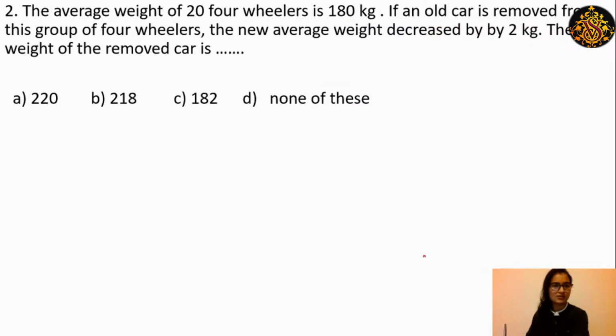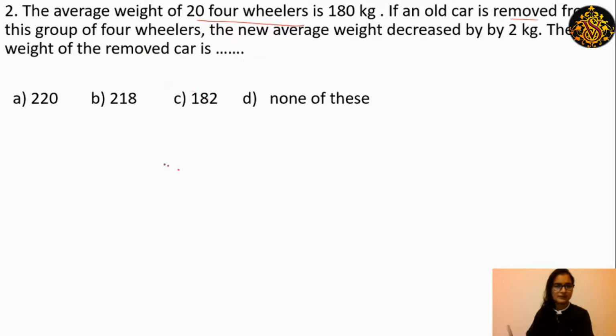Our next example: the average weight of 20 four-wheelers is 180 kg. If an old car is removed from this group of four-wheelers, then the new average weight decreased by 2 kg. We should find the weight of the removed car. These are repeated questions that have been asked in different types of competitive exams.